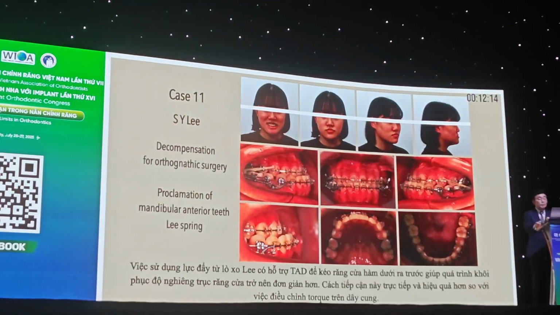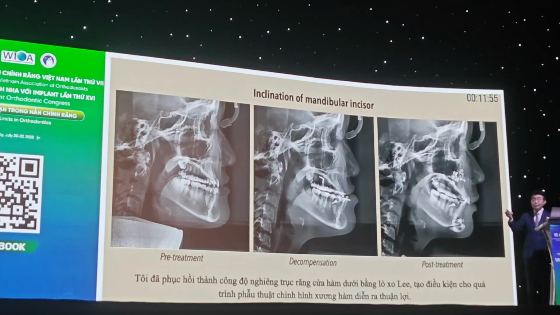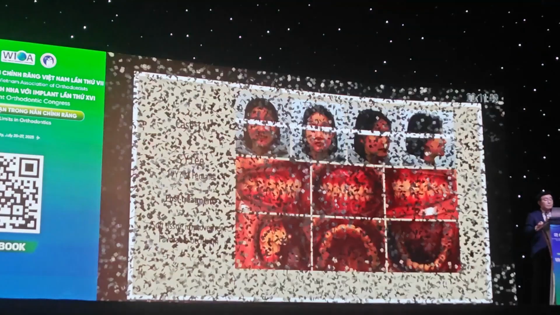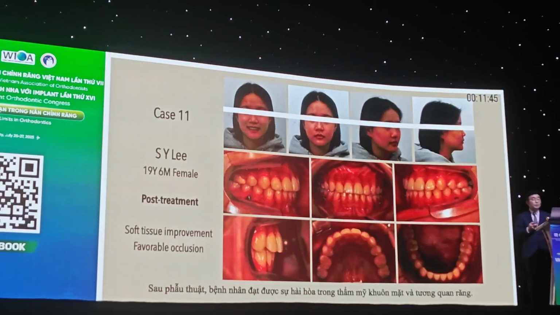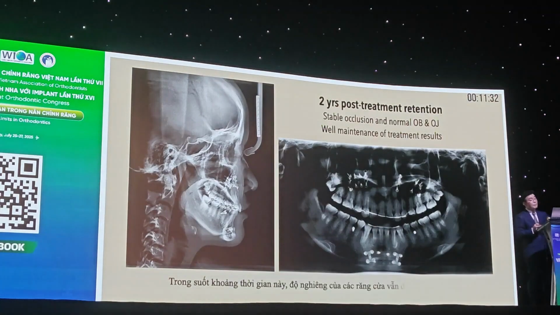Utilizing the TAD-supported pushing pulse of the respring to advance the mandibular incisors simplifies the process of restoring their inclination. This approach is more direct and effective compared to torque application on the arch wire. I successfully restored the inclination of the mandibular incisors with the respring, facilitating a smooth execution of the orthodontic surgery. Post-surgery, the patient achieved a harmonious and balanced facial appearance and interdental relationships. Even 2 years after treatment completion, the result remained stable and favorable. Throughout this time frame, the inclination of the incisors has been properly maintained.